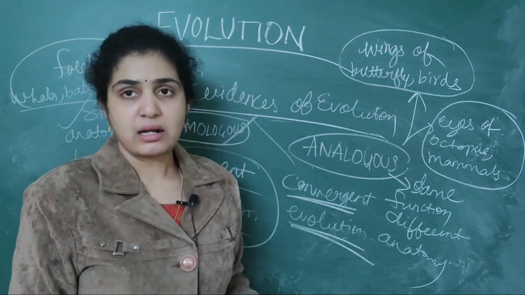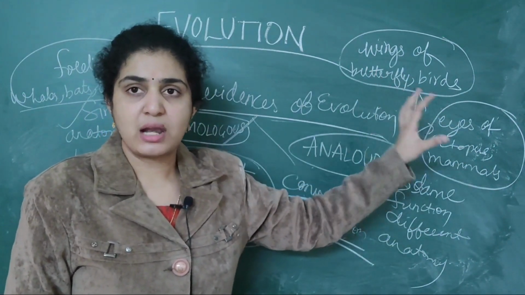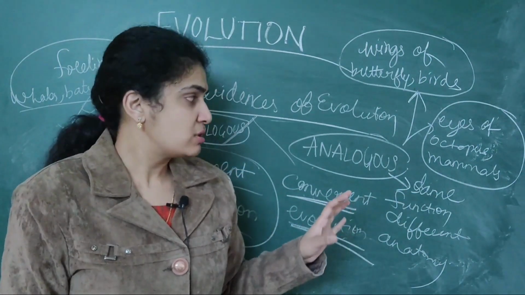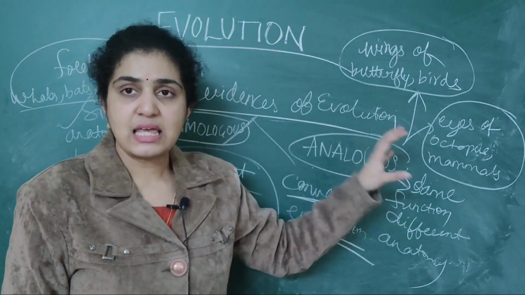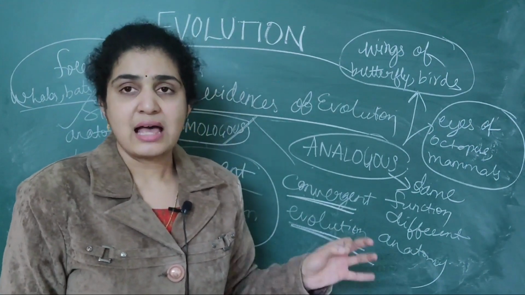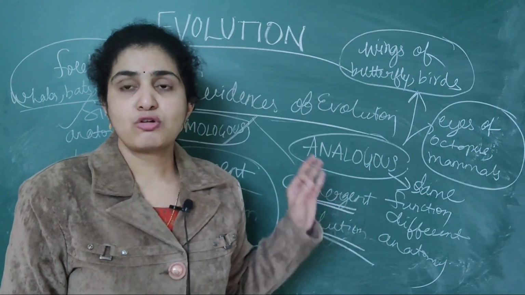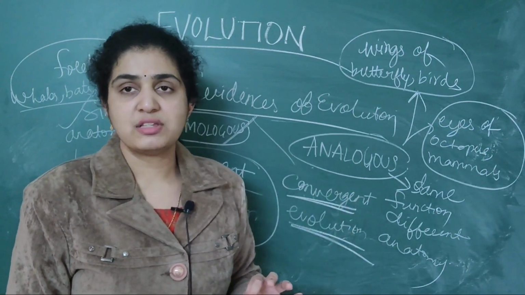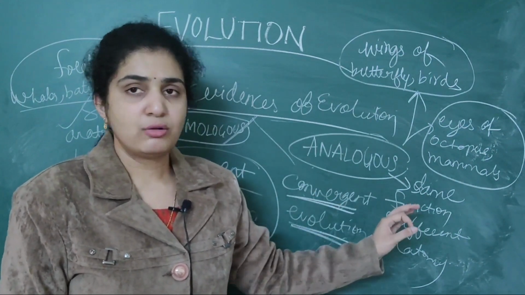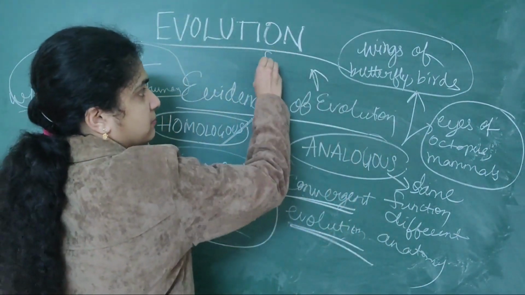So, wings of butterfly and birds, eyes of octopus as well as mammals. They also have the same function but their structure is different. As well as the third example which is given, flippers of penguins as well as dolphins. I am writing here.